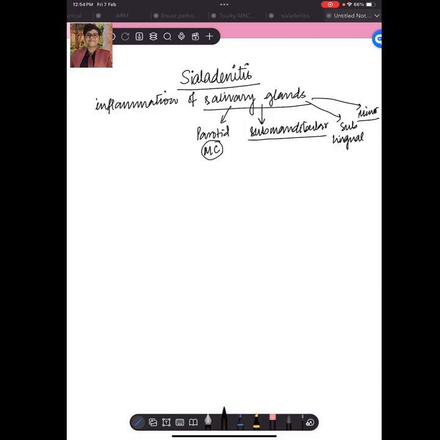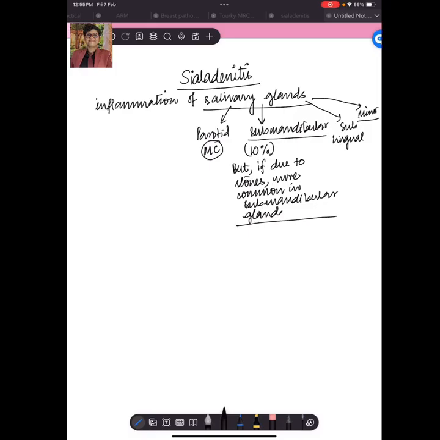And it is seen in around 10% of cases in the submandibular gland. But here is a catch: if the sialadenitis is occurring due to impacted stone or stone formation, that is sialolithiasis, then it is more common in submandibular glands. So, if due to stones, then more common in submandibular gland.